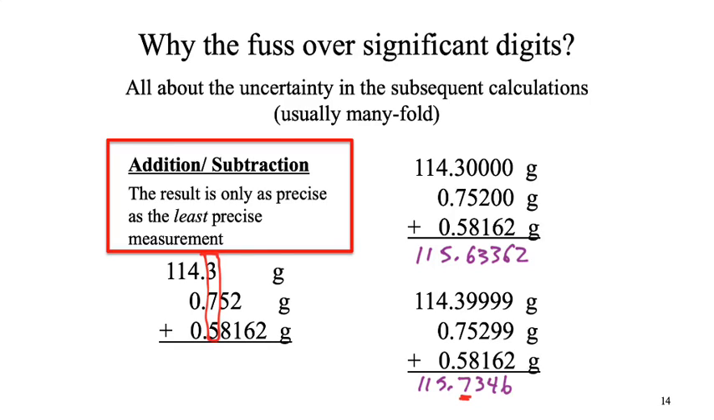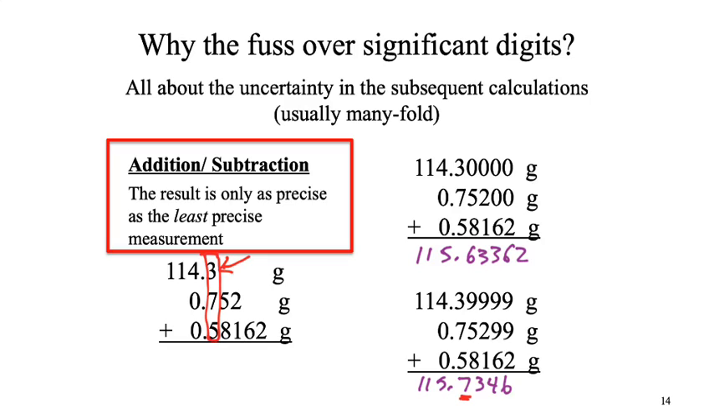It's the tenths place. Right there. I know no information after that. So our rule for addition and subtraction is our result is only as precise as the least precise measurement. Why? Because the sequence of numbers that come afterwards could be anywhere from 0 to 9. And if they're 9, that changes our measurement. Where does it change it? At the exact same position that our least precise place appeared.